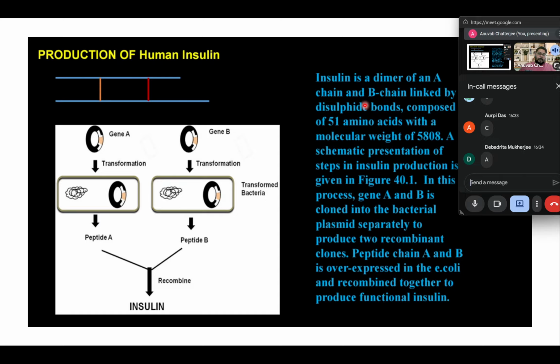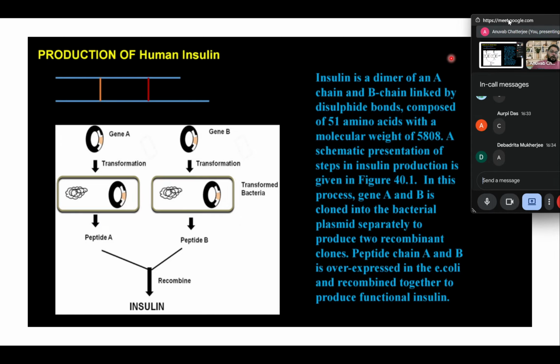So insulin is a dimer of an A chain and B chain composed of 51 amino acids and a molecular weight of 5,808. In this process, genes A and B are cloned separately to produce recombinant clones, and peptide chains A and B are overexpressed in E. coli and then isolated and combined together to form functional insulin.